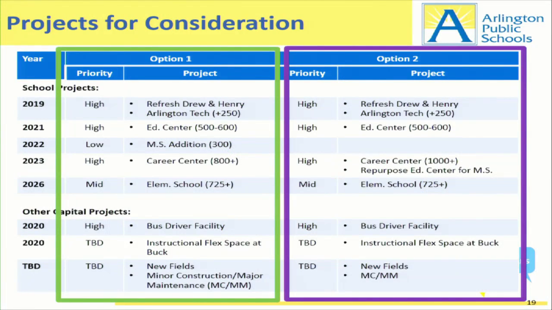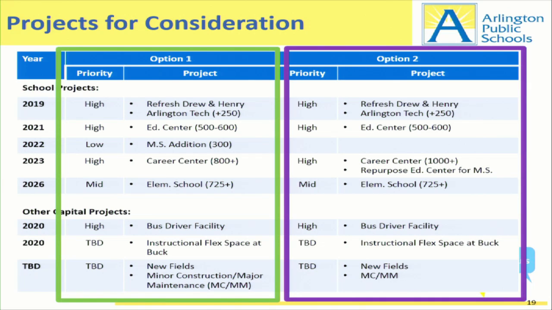Are you saying the Ed Center, in option two, you don't expect it to be used for high school? It says right there, at 2023, Career Center 1,000 plus, repurposed Ed Center for middle school. Oh, at that point in 2023. But right. In 2021, it would be used for high school. Okay, I'm confusing. So we would have high school seats. Yes, sorry. The Ed Center is there in both. Thank you for that. It changes its use.